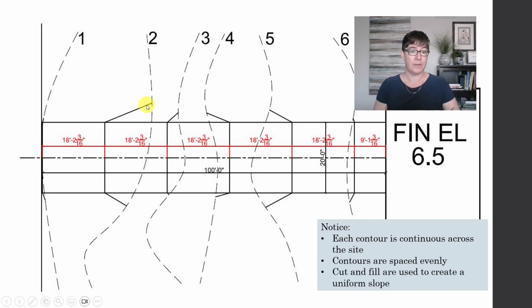Notice that down here we're using fill, and you can tell because the new modified contours are downhill of the existing contour. Whereas on the uphill side of our road, it looks like we're using cut, because the new modified contours are uphill of our existing contour line.